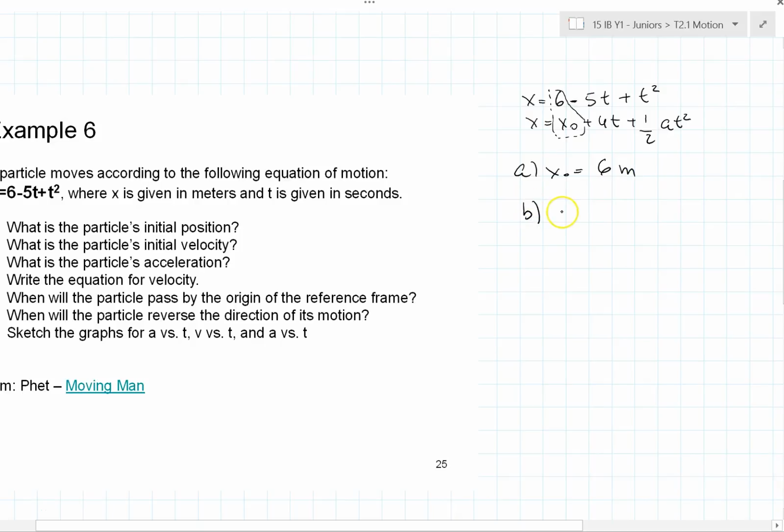To answer part B, the initial velocity u is going to be the coefficient of t, and that is -5 meters per second. And part C, the coefficient of t squared, 1, equals half of the acceleration. So the acceleration itself is going to be 2 meters per second squared. Let me also rewrite this here in standard IB format.